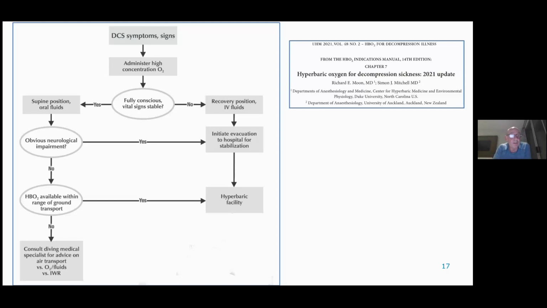If they don't, then the next question is: is hyperbaric oxygen or recompression available within range of ground transport? So can you get to a recompression chamber easily? If the answer is yes, then you do so. If the answer is no, then we get into a somewhat more complicated consideration of options, which might include air transport to a hyperbaric facility, possibly not recompressing at all if the patient truly is mild.